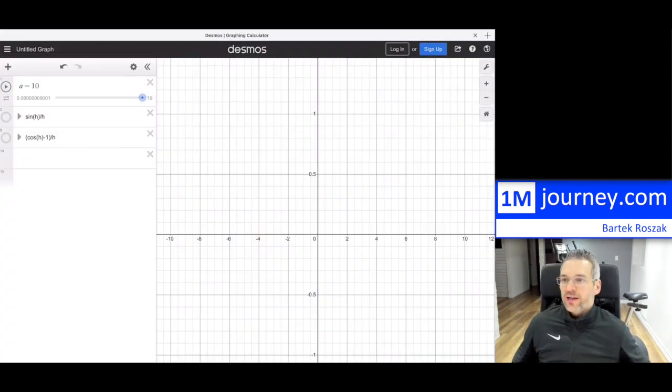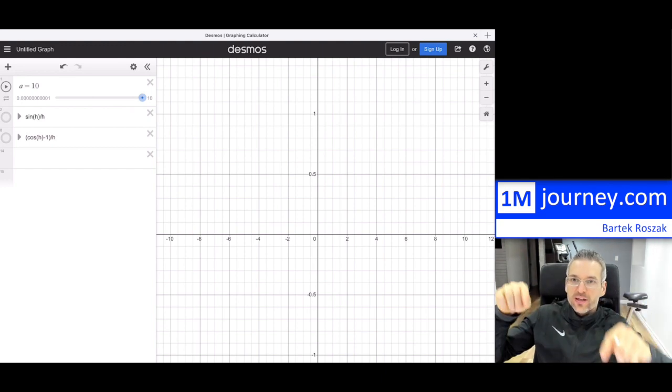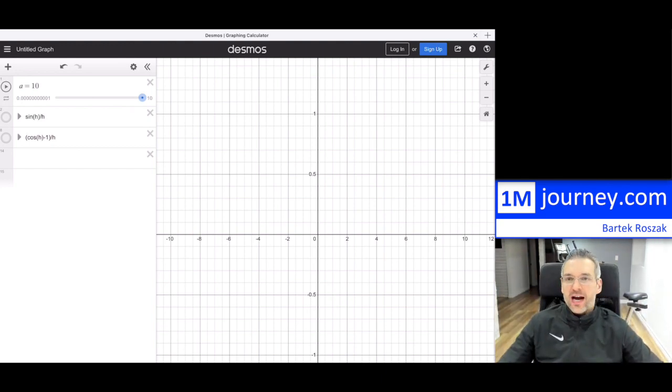Now I've prepared this, and I will add it in the show notes of the video, so you can look down, pop up the description for the video, and I'll link this Desmos graph so you can plot it out yourself and play around with it. So here's the first one. So sine of h divided by h. So that's the first one.